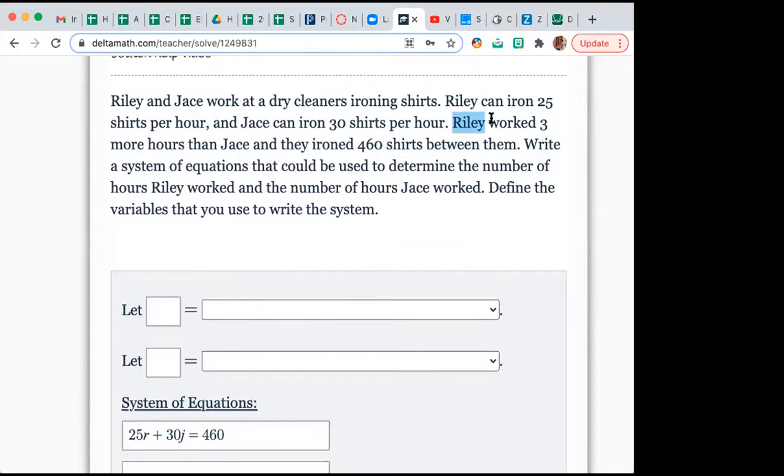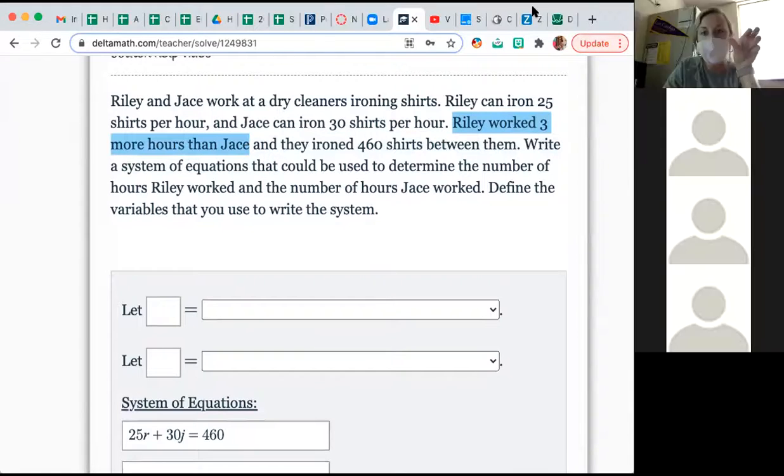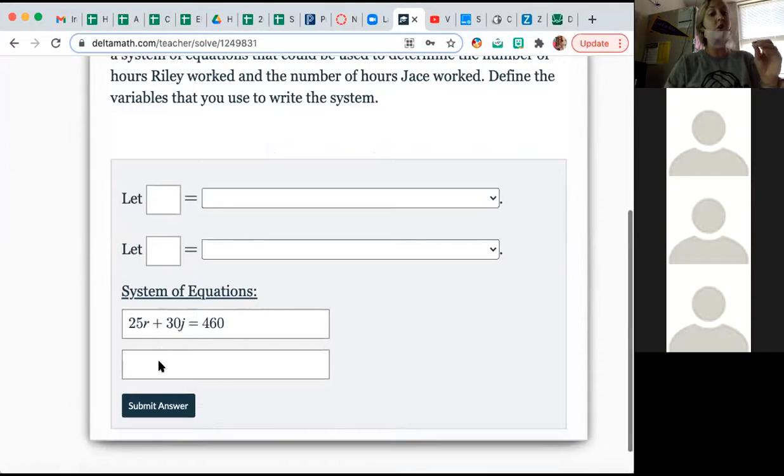Okay, good. So let's read the second sentence. It says Riley worked 3 more hours than Jace. Who are we talking about in this sentence? Riley. It says Riley worked. So I'm going to be an English teacher for a second. The subject comes right before the verb. So who worked? Worked is the verb. Who worked? Riley. The sentence is talking about Riley, so you should have written R equals.